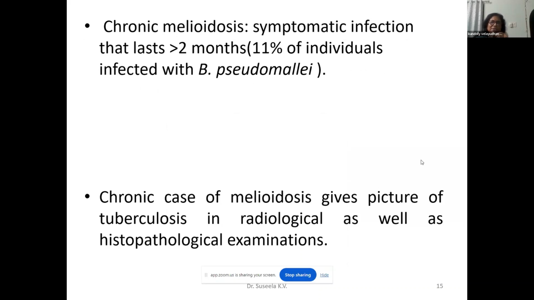In chronic tuberculosis, the symptoms last for more than 2 months, but patients may not remember for how many days or weeks he or she was having symptoms. 11% of individuals infected with Burkholderia pseudomallei will go on to chronic melioidosis. A chronic case of melioidosis gives a picture of tuberculosis in radiological as well as histopathological examinations. Not all cases.